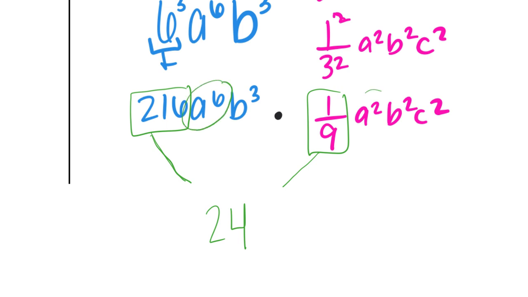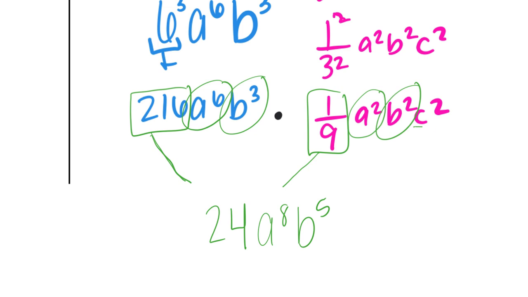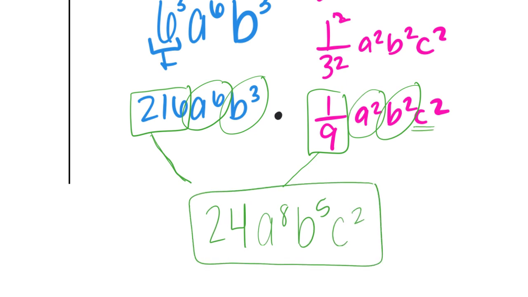So a to the 6th and then a to the 2nd, that would be a to the 8th. B to the 3rd plus b to the 2nd is b to the 5th. And then the c just comes down. We don't have anything to add with that one. So there we go. That's our final answer.